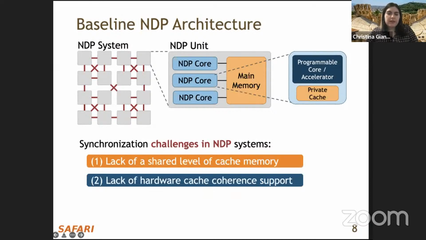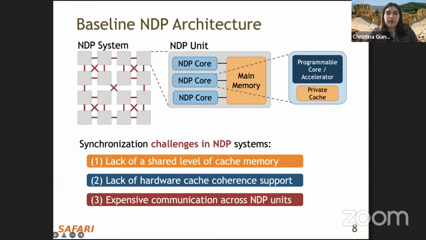Second, typical NDP architectures lack hardware cache coherence protocols. Those protocols are typically not a good fit for near data processing architectures because they have very high area and traffic overhead. And finally, communication across the NDP units of the system is quite expensive, both in performance and energy. Based on these particular characteristics, we examine the solution space for synchronization, and we will see how prior synchronization approaches could be implemented in near data processing architectures and if they would be efficient in near data processing architectures.